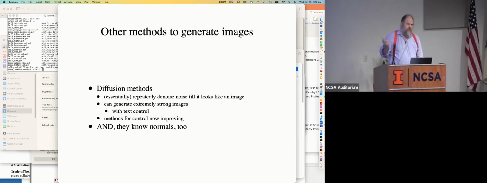So there are other methods to generate images. A diffusion method, that's the sort of basis of stable diffusion, is essentially take some noise, repeatedly denoise it with a clever method until it looks like an image and declare success. You can generate very good, very, very impressive images like that, and you can control the images that you generate. The control methods used to be a bit ropey. They're improving by leaps and bounds. The neat thing is these know normals too.